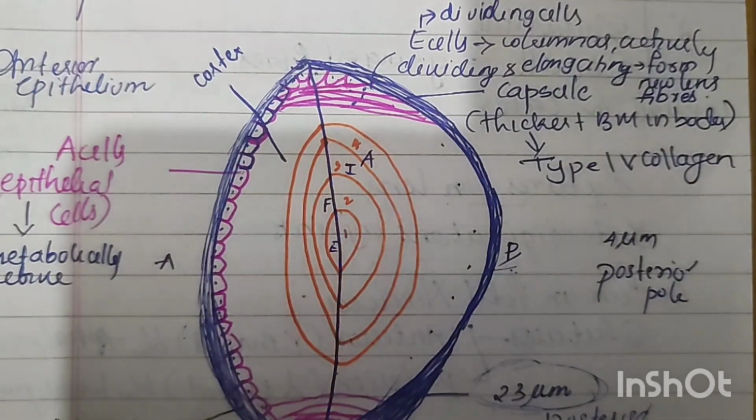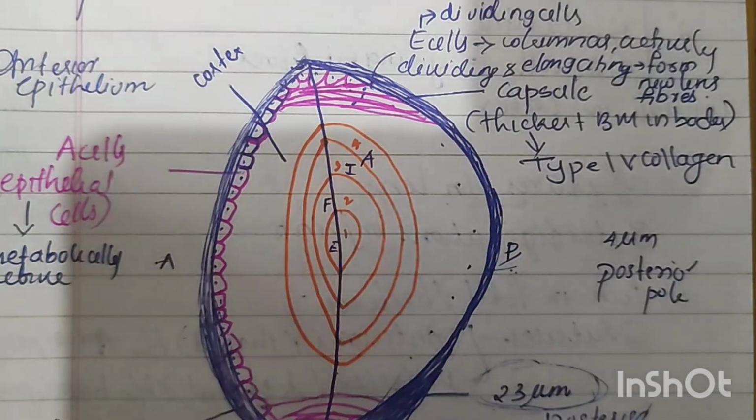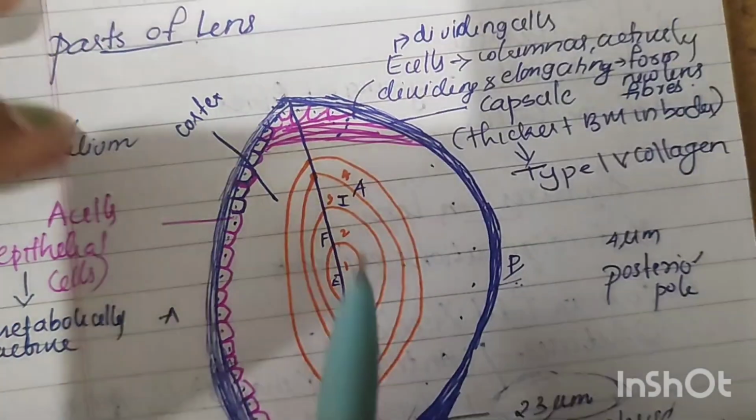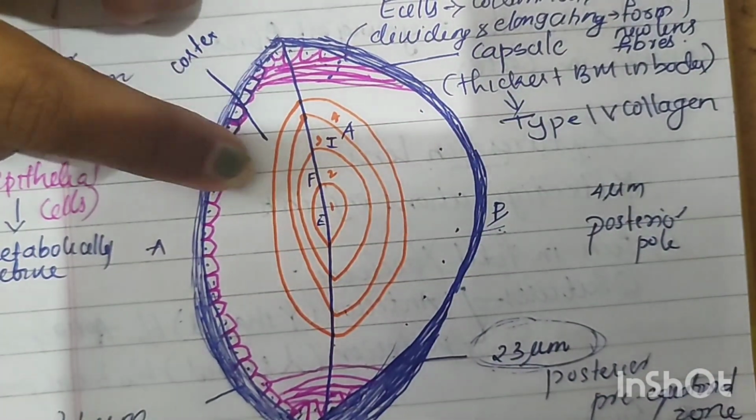There are two types of fibers: primary fibers and secondary fibers. Primary fibers are the fibers which are formed during the embryonic period, and secondary fibers are the fibers which are forming newly, like now also it is forming. So we discussed the capsule, then epithelial cells, then cortex.